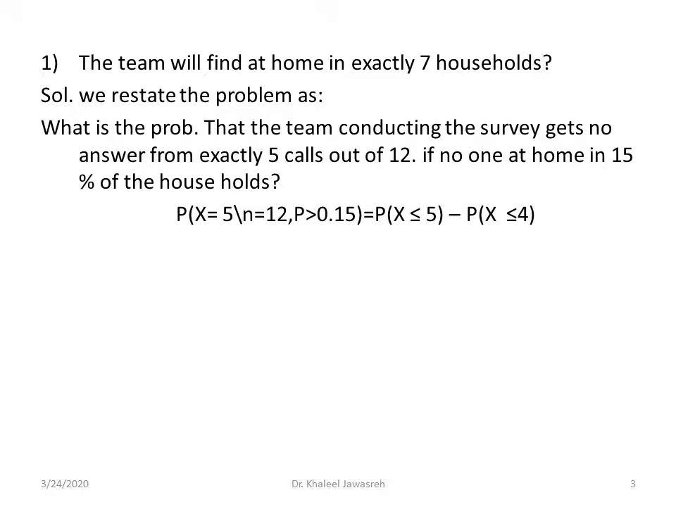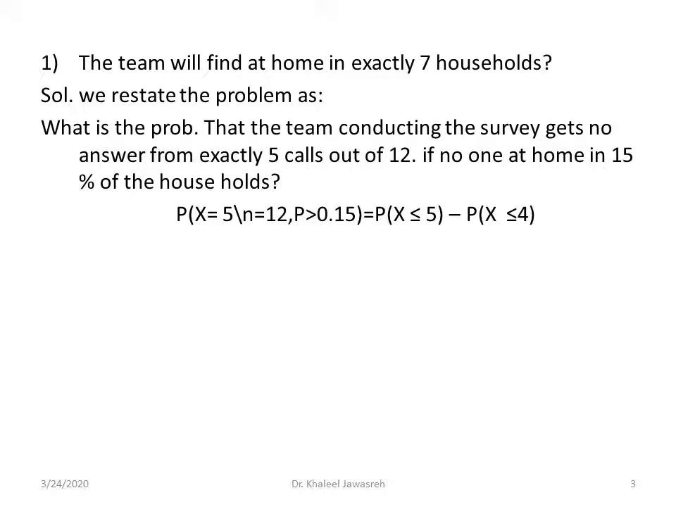What's the probability of large X equal to 5 when n is equal to 12? N here is equal to 12 because n equal to 12. The probability is 0.15. Now, the probability of X equal to 5 is the probability of X less than or equal to 5 minus the probability of X less than or equal to 4, because we are asking about exactly 7 households, sorry. So, it's exclusively.